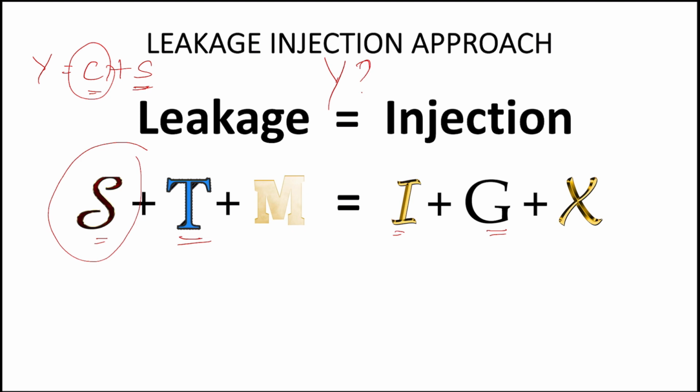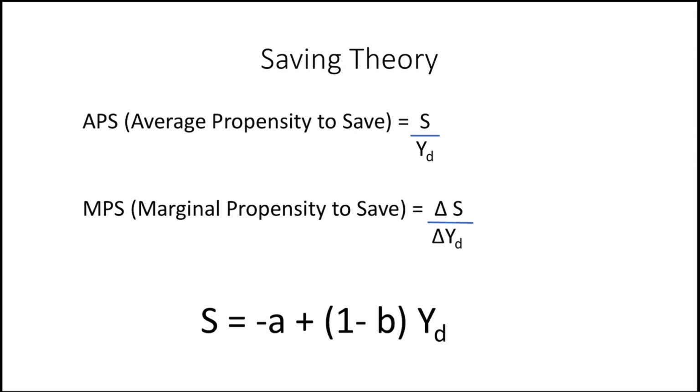Right, so let's look at the concept of saving. So for saving theory, it is more or less the same as consumption theory. We have APC for consumption theory, and for saving theory we have APS, average propensity to save, where the formula is saving divided by disposable income. Okay, so average propensity to save is the proportion of your income that is used for saving.